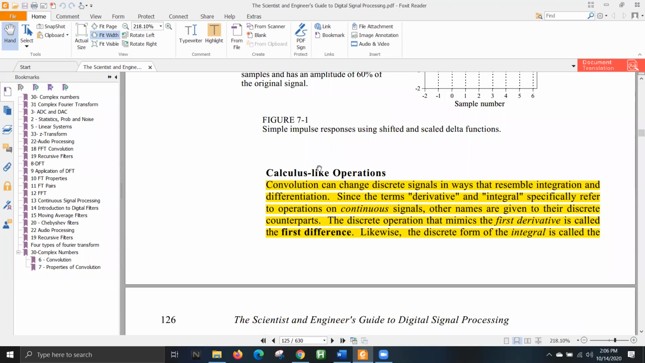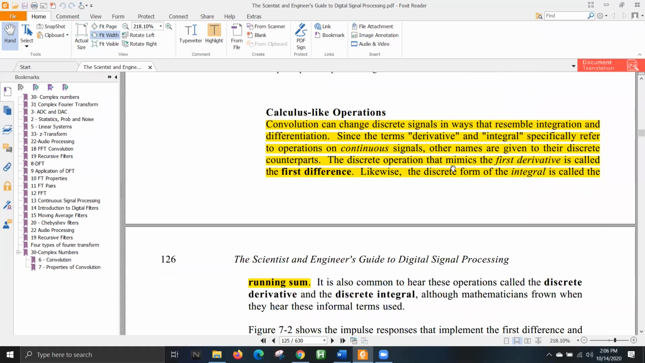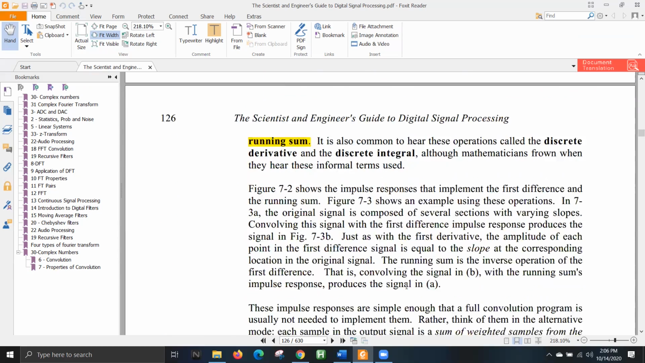And convolution also allows you to do some calculus-like operations. It can resemble integration and differentiation, but usually we use the terms derivative and integral specifically for continuous signals. Here we are talking about discrete time signals, so we give them new names. Instead of derivative, we call it the first difference. Similarly, for the integral, the discrete version is called the running sum.